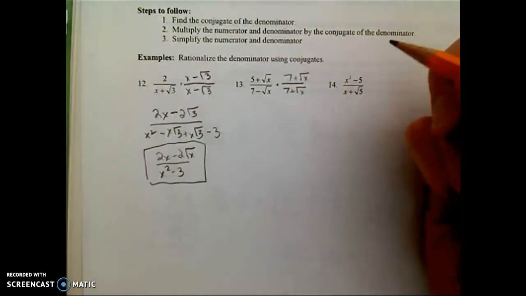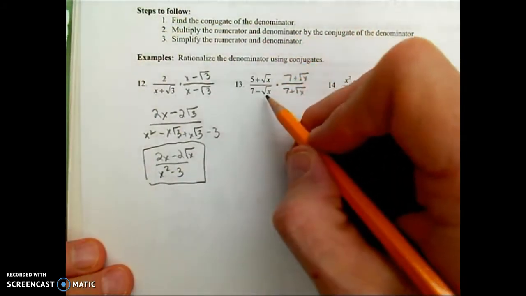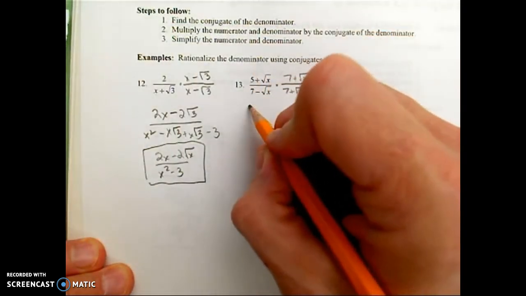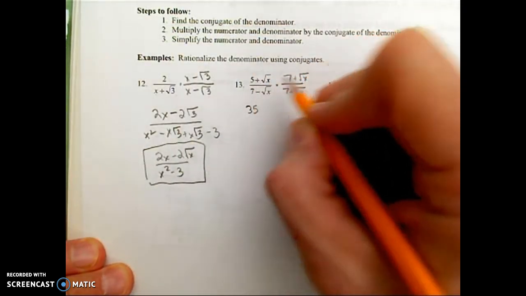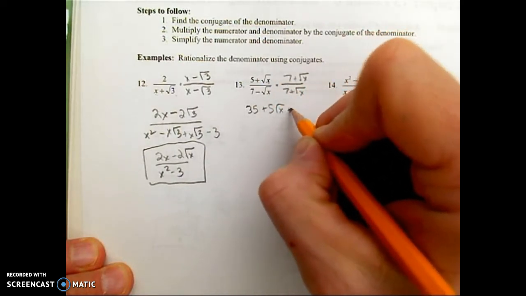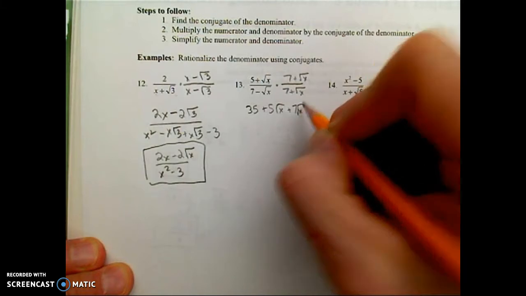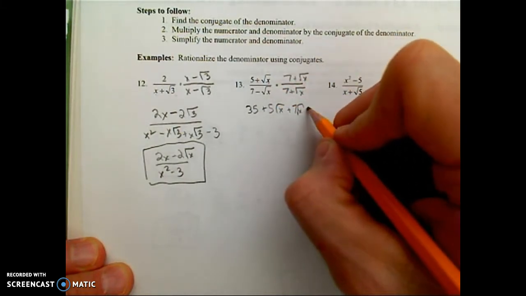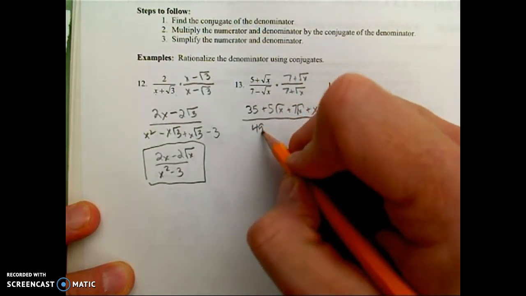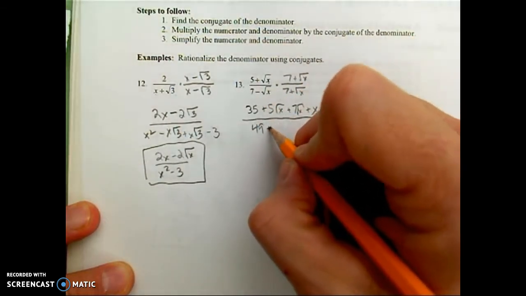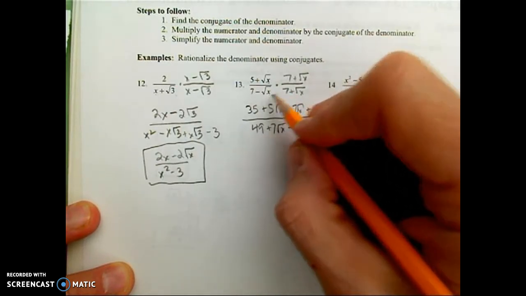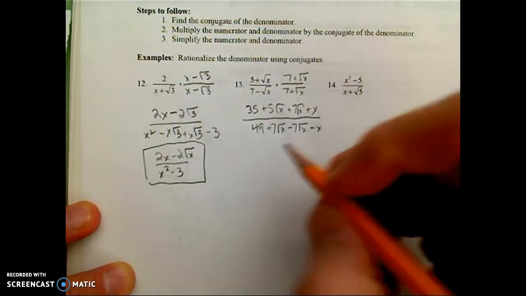Let's try another. 7 minus square root x, its conjugate is going to be 7 plus square root x. So let's multiply in the numerator. 5 times 7 is 35, plus 5 times the square root of x, plus 7 times the square root of x, and then square root x times the square root of x, that's just x. My denominator, 7 times 7, 49, plus 7 square root x, minus 7 square root x, and then I have minus x.